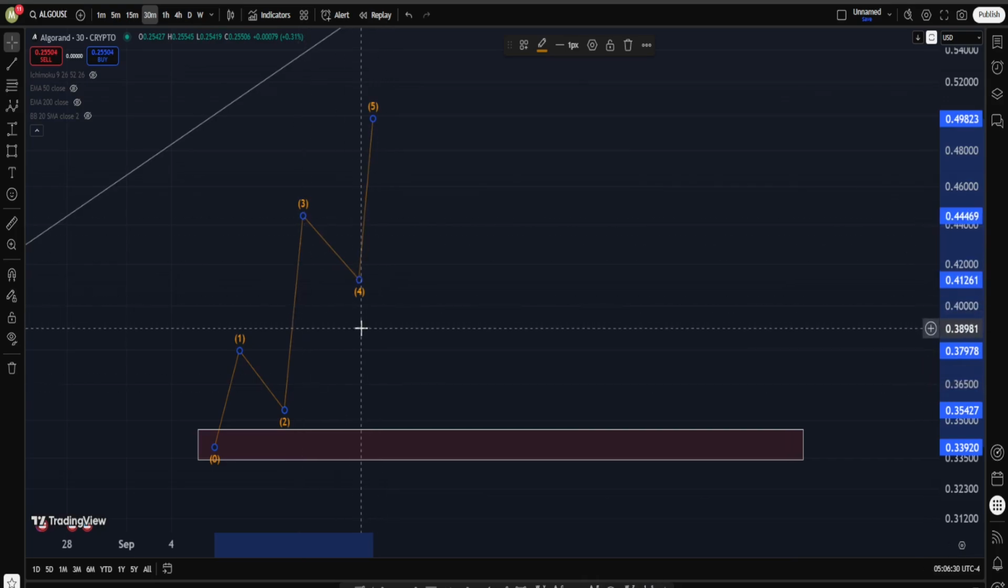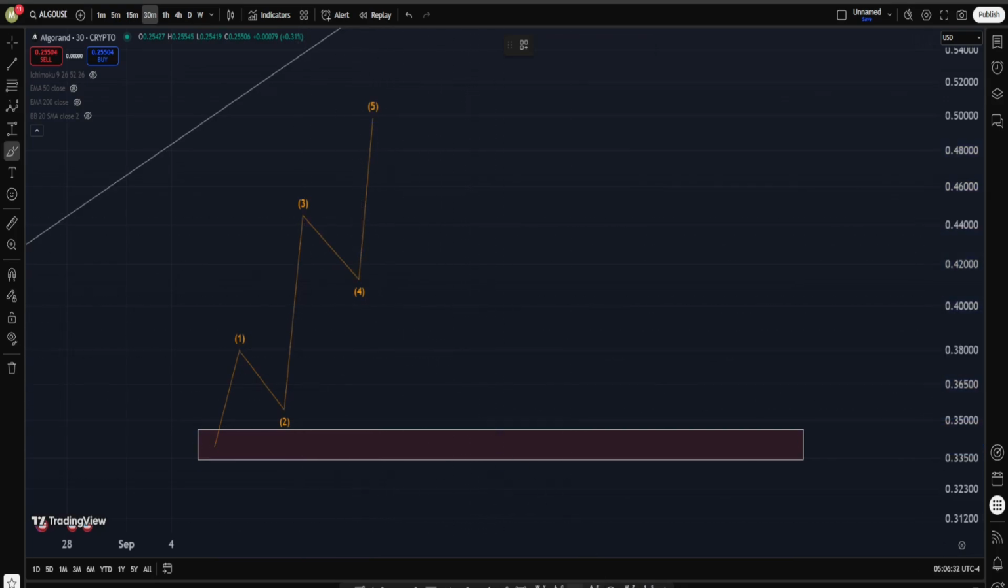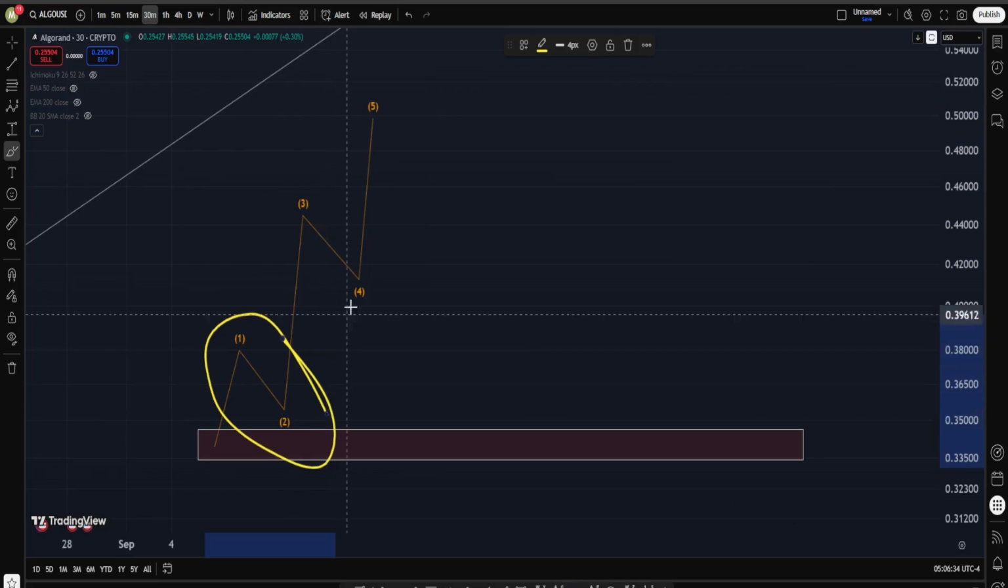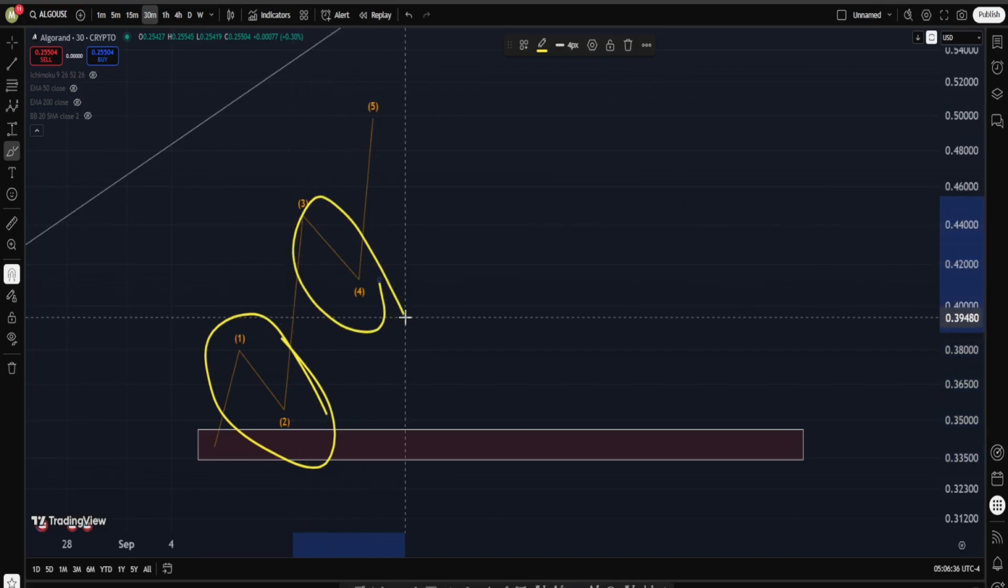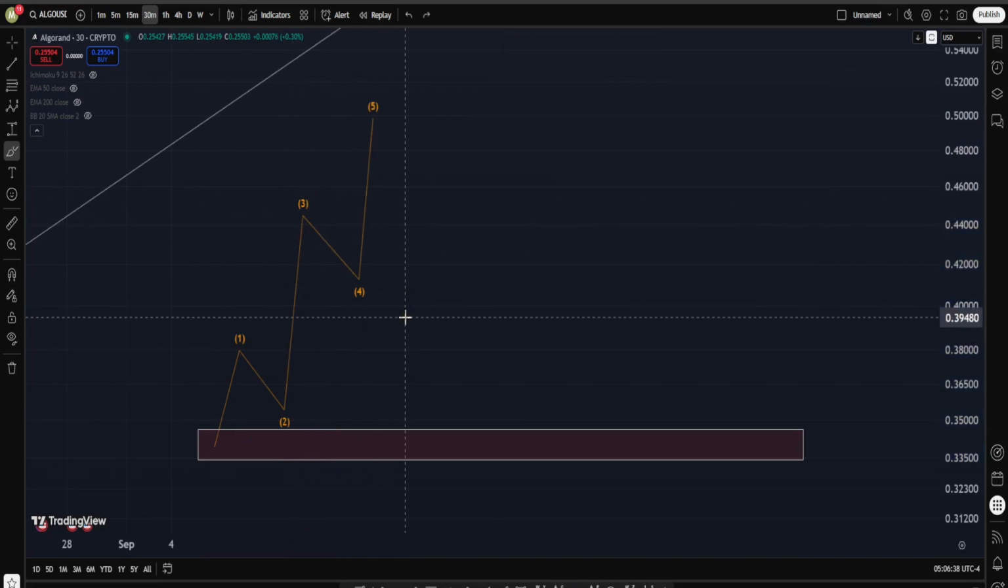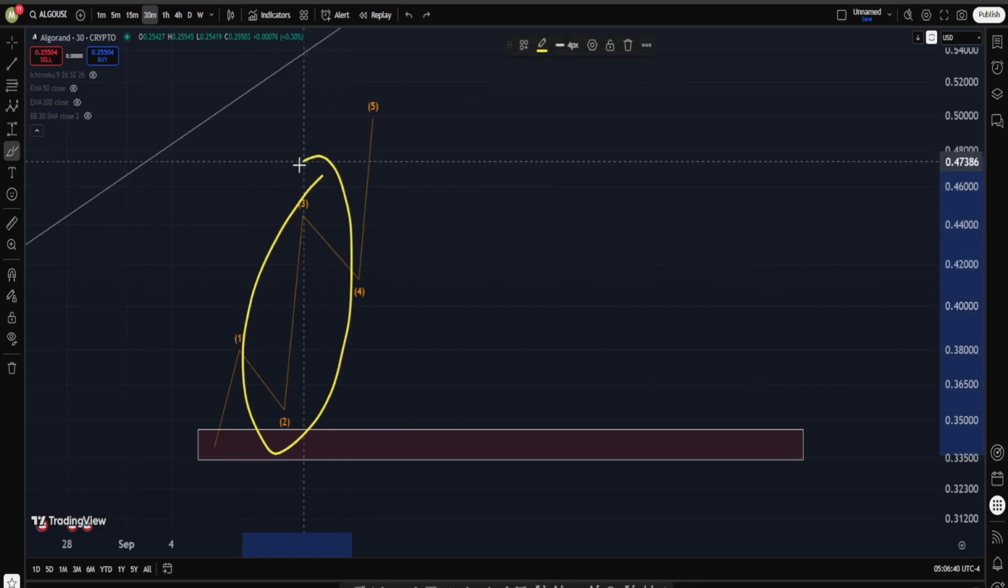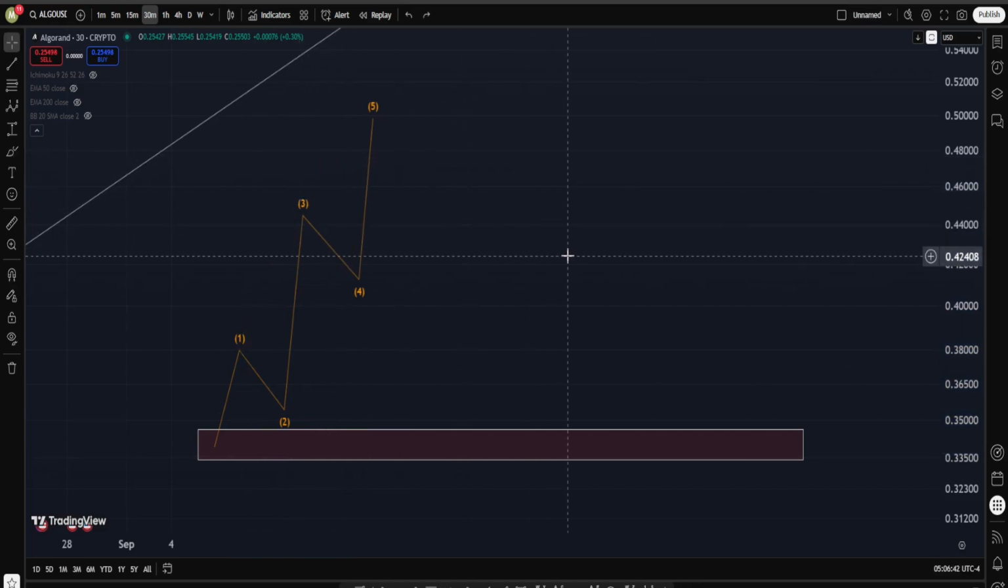This specific example is called an impulse, in which we are not allowed to have overlapping of the waves between wave 2 and 4, and also wave 3 is just not allowed to be the smallest wave. Now, in the recent move up in Algo, I'm going to show it to you in a bit, we actually do have overlapping of the waves. So that essentially narrows our option to either having something called a leading diagonal in form of a wedge, or maybe an expanding leading diagonal.